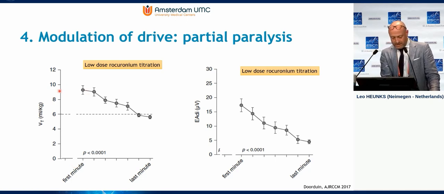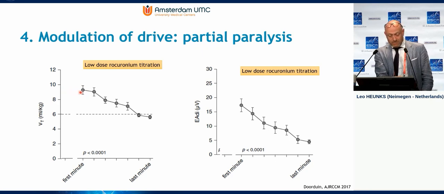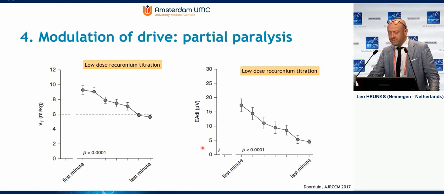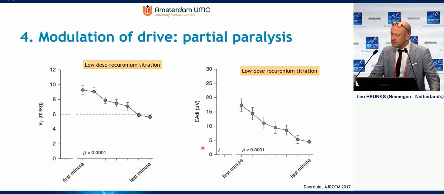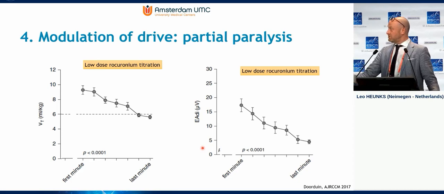So here, again, patients recovering from ARDS on 12 of pressure support, and then we titrated very carefully a little bit of a neuromuscular blocker until tidal volume was around 6 ml per kilogram, and of course, electrical activity of the diaphragm decreased. And this was maintained for 2 hours, 2 hours only. It was a proof of concept study, but it was a nice way to modulate respiratory drive. Well, not respiratory drive, the mechanical output of the respiratory drive.